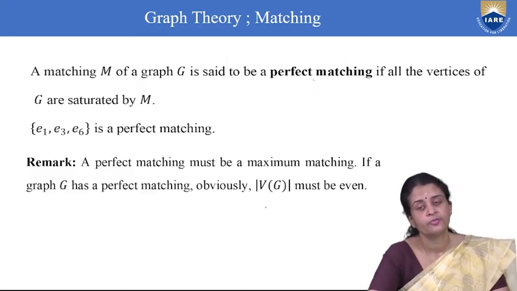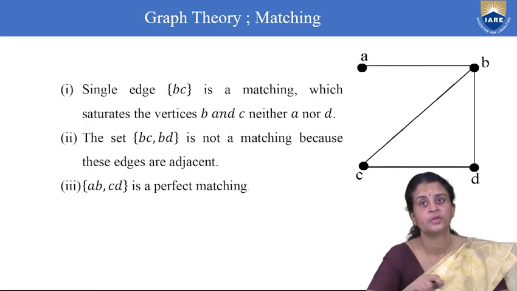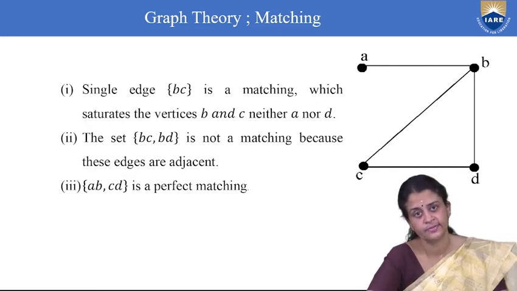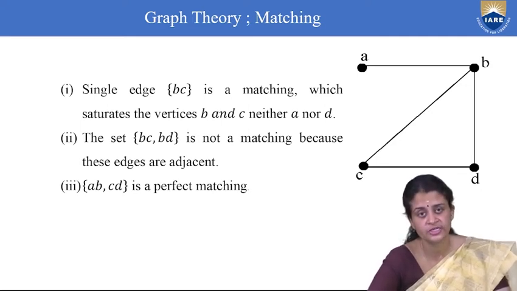That is, the modulus of V(G) must be even, or the cardinality of the vertex set of G is even. Now we consider this example: a graph with vertices A, B, C, D, and edges AB, BC, BD and CD. If I consider this edge BC itself, a single edge is a matching, because from the very first definition of matching, we have seen that every single edge is obviously a matching.